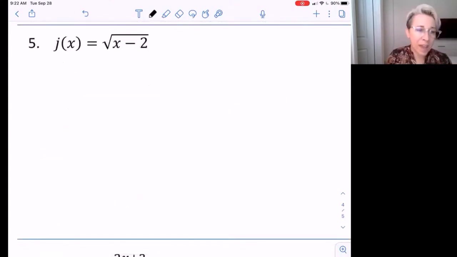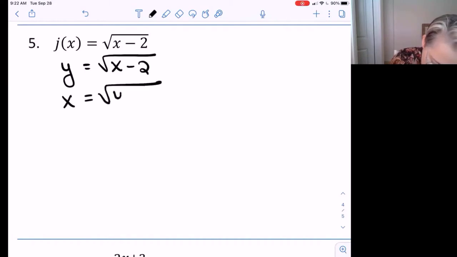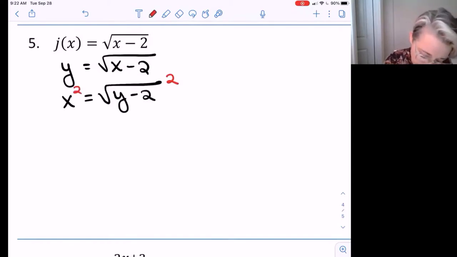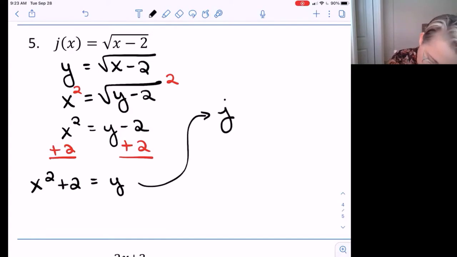The next example, we have the function j of x equals the square root of x minus 2. We're going to write that j of x as a y value, and then change all the y's to x's and all of the x's to y's. To undo a square root, we would square both sides. That would give us x squared equals y minus 2. When we add 2 to both sides, that will give us our inverse function of x squared plus 2.